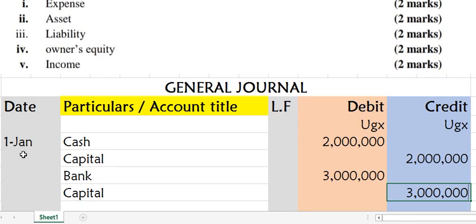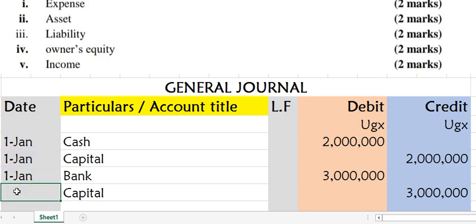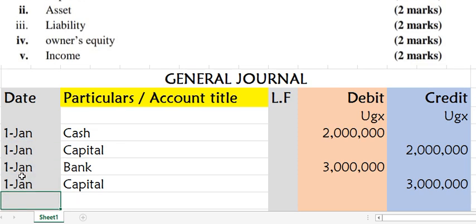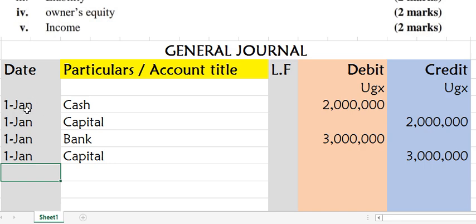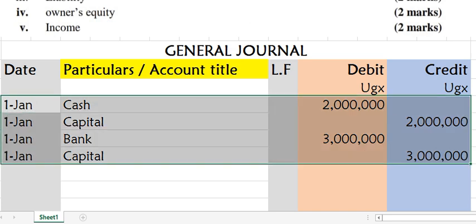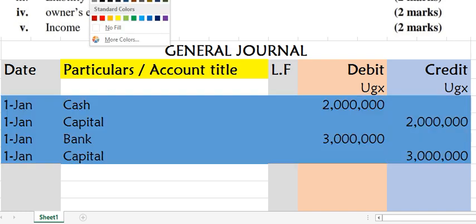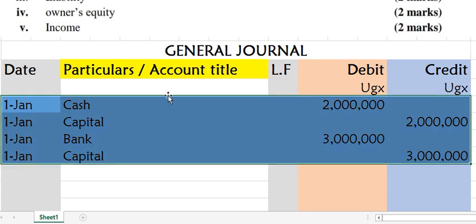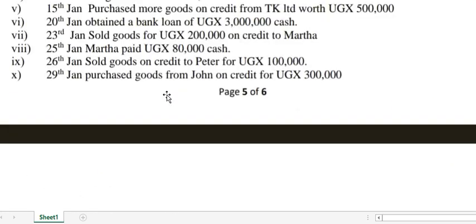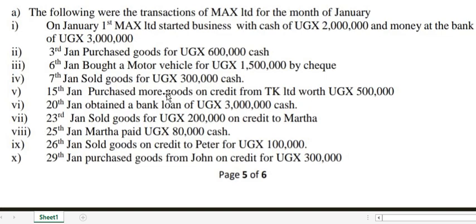As you can see, this is all on the same date. So that is my first transaction. We have recorded it in the journal. Can move to the next transaction, and then we see what we are supposed to do.